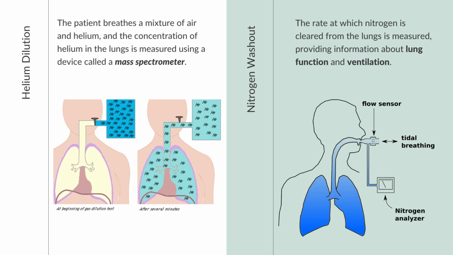And lastly, the method of nitrogen washout. This technique involves breathing a mixture of air and nitrogen and then switching to pure oxygen. The rate at which nitrogen is cleared from the lungs is measured, providing information about lung function and ventilation.